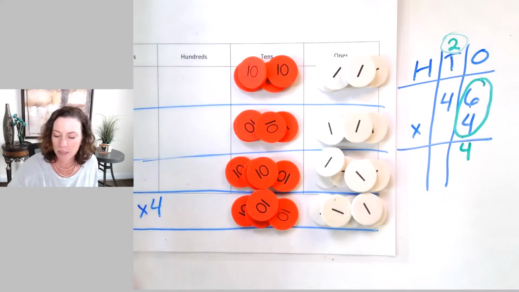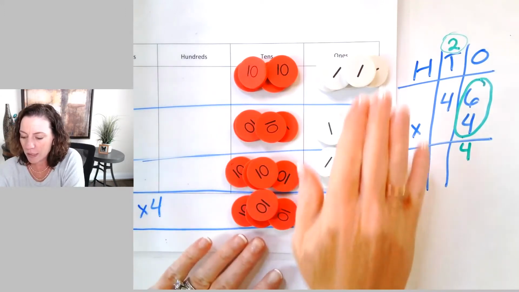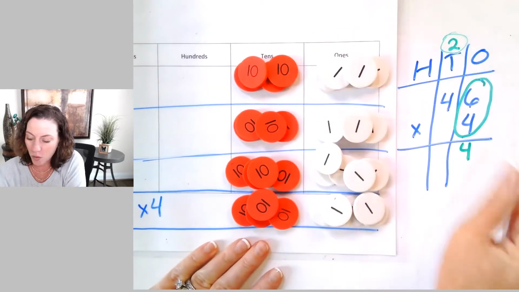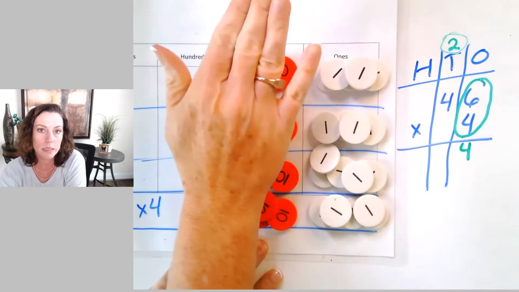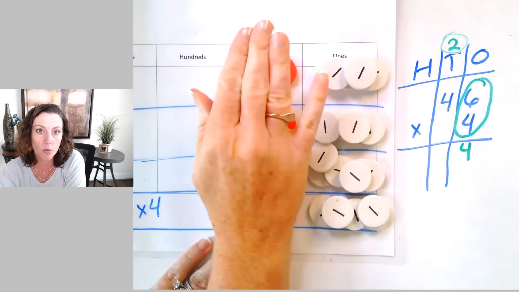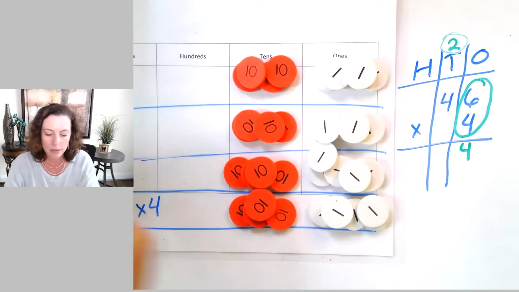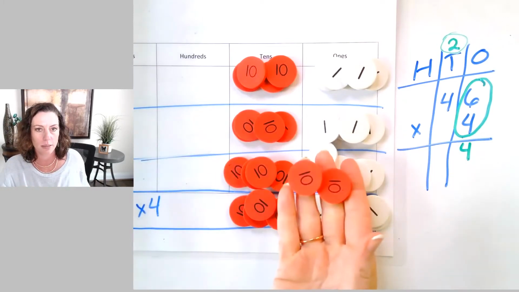Now let's look at our place value discs. We are going to have 24. So all we can leave in our ones place is 4, right? Because we have to trade 20. We're going to trade 20 for what? We're going to trade 20 for 2 tens.